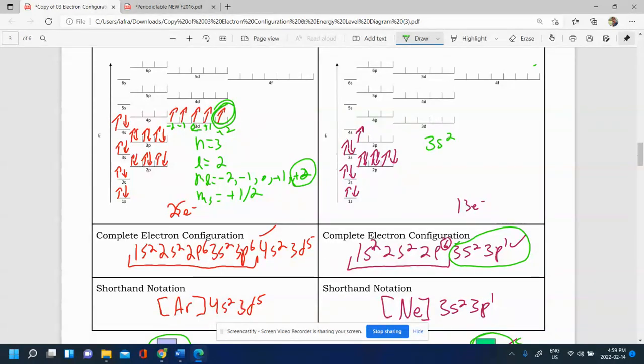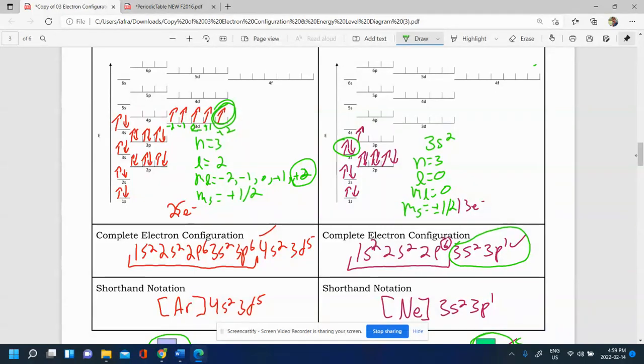We have our 3s2. And so our 3s2 electrons basically look like this. We have n is equal to 3. And then for our L value, it's 0 because they're an S. For ML, there's only one orientation, so it's 0. And then for MS, since there's 2 in there, they could be plus or minus 1/2.